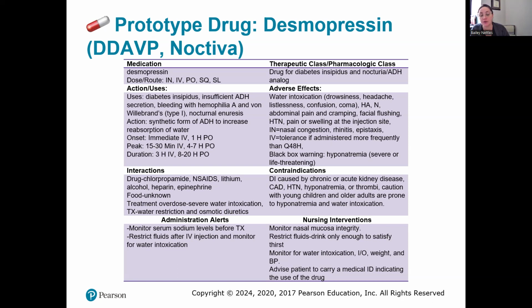If we're giving the intranasal, we're monitoring the nasal mucosa. We're monitoring for water intoxication. We're monitoring their I&O, their weight, and their blood pressure, okay? So also, if they're taking this medication, they really need to wear a medical ID band.